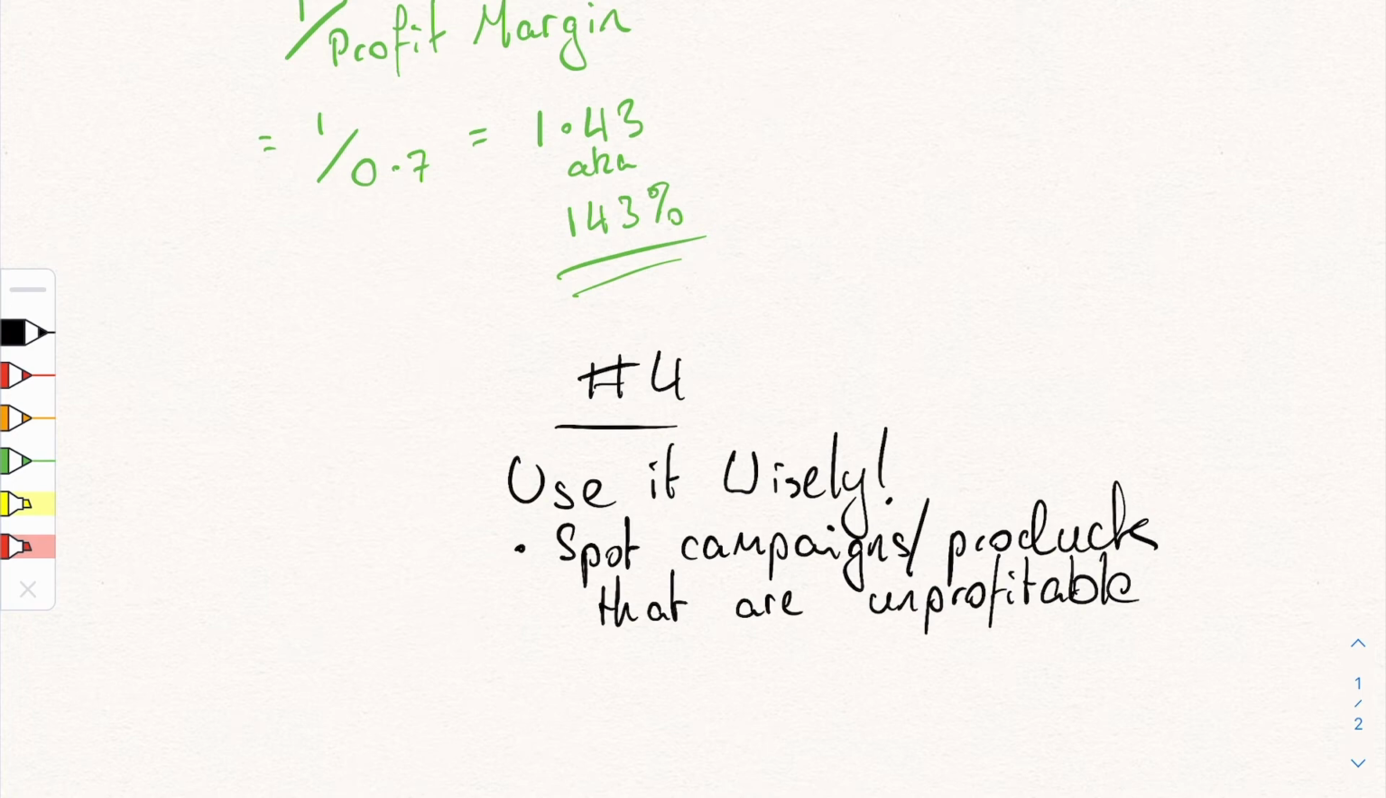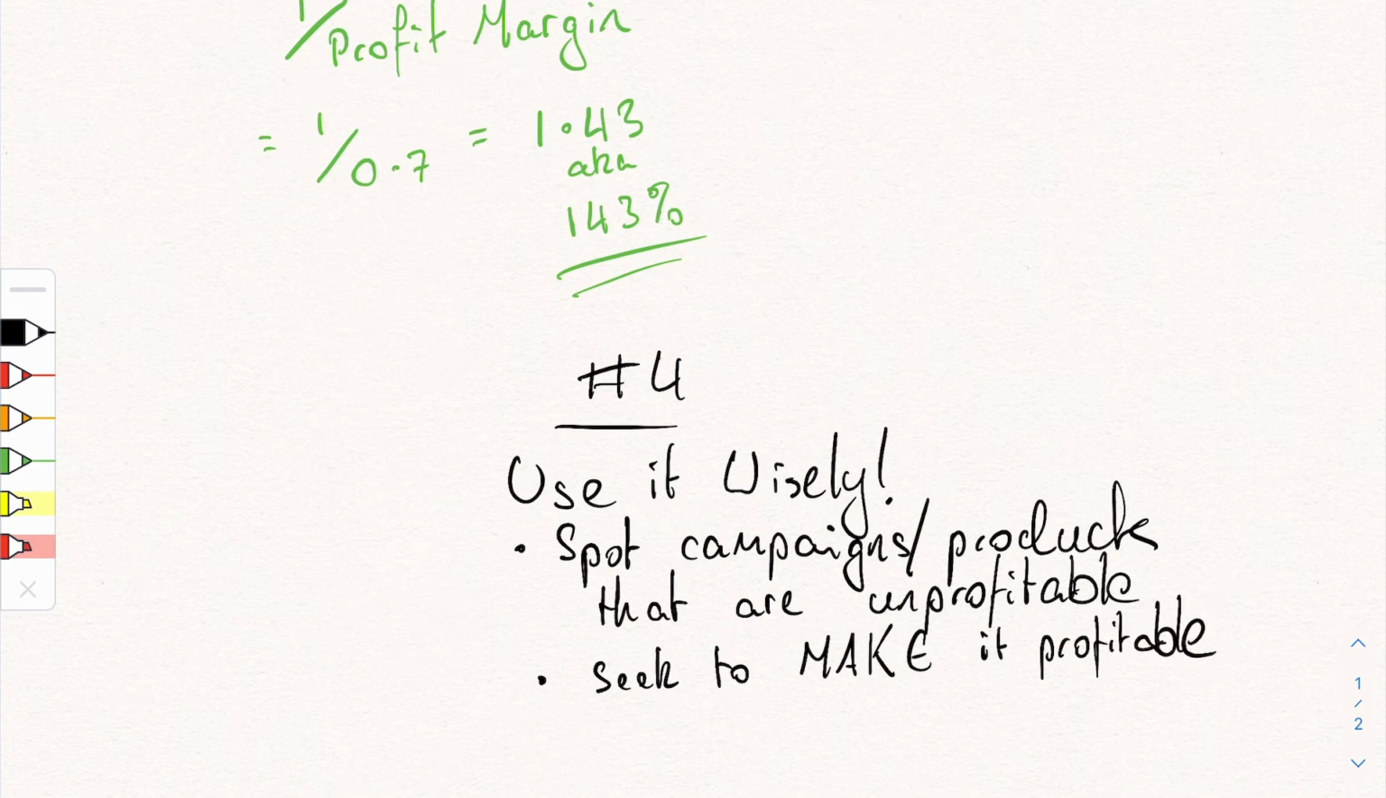is when they spot those campaigns and products, they go, "Oh, that's unprofitable, pause it." They immediately jump to the step of pausing it, and I think there's actually an important in-between step before you go to pausing it. This step is really important. Don't just pause it, but instead seek to make it profitable. If you just pause it, you're potentially pausing something that, if you worked on it a bit, it could become profitable and generate positive profit for you.